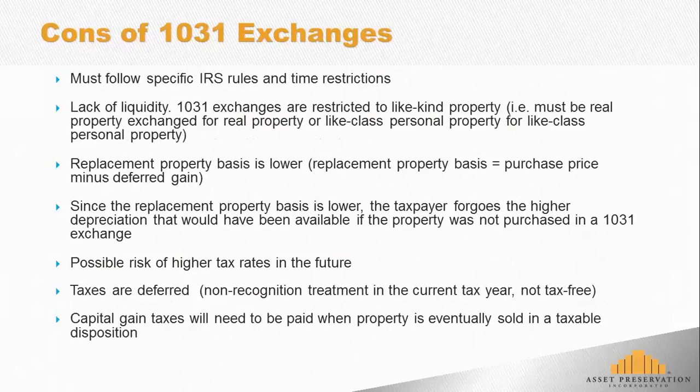Now the next bullet point fleshes this out in more detail. Because the basis is lower, the taxpayer really has less depreciation available to them. So in doing an exchange, you forgo increased depreciation that might otherwise be available to you today for the benefit of a tax-deferred exchange. If you bought a property, you were able to depreciate the full property, or at least the improvement component of it. When you do an exchange, because that old basis is carried over, you don't have as much of that depreciation available to you.